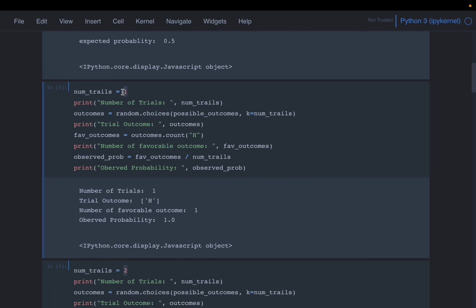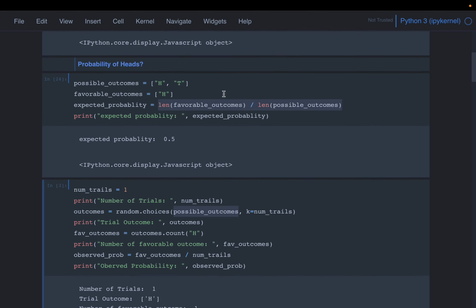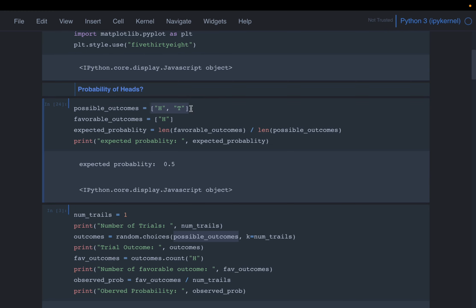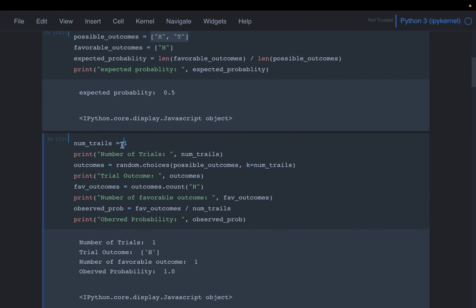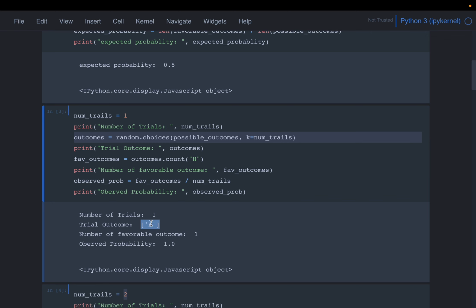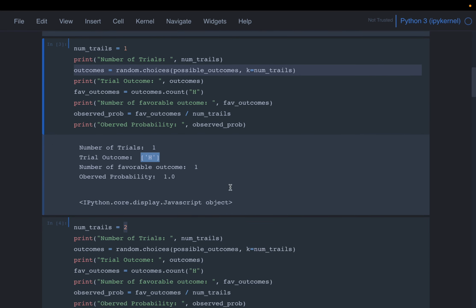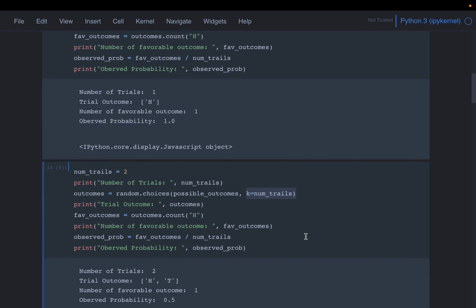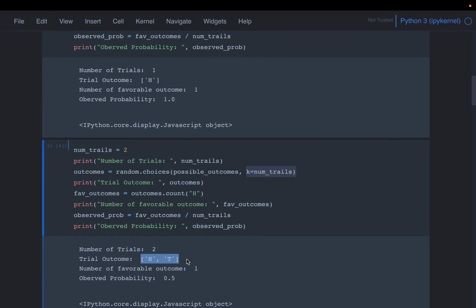Here the number of trials is 1, so this k value is equal to 1. The possible outcomes are always going to be the same, right? Either it can be heads or tails. So when we run this function with k equal to 1, it will return a list with only one element. In this case, it happened to be heads. Now the same function we are calling, but with the number of trials 2, meaning we are flipping the coin 2 times. This time we happen to get one heads and one tails. The first time we got heads and the second time we flipped the coin, we got tails.